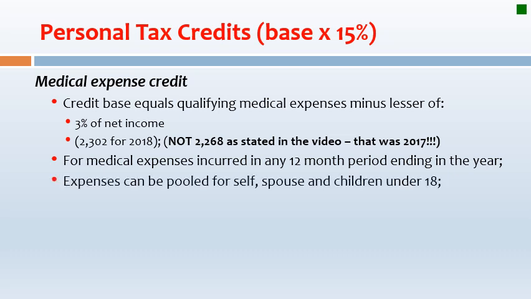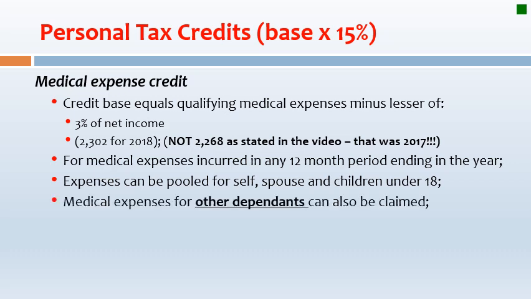Now, the expenses can be pooled for one's self, their spouse, and any children under 18. So all the medical expenses would be added up and then potentially translated into this credit. Medical expenses for other dependents not listed above could also potentially be claimed. There are caveats to that, and I won't go into that in this course.